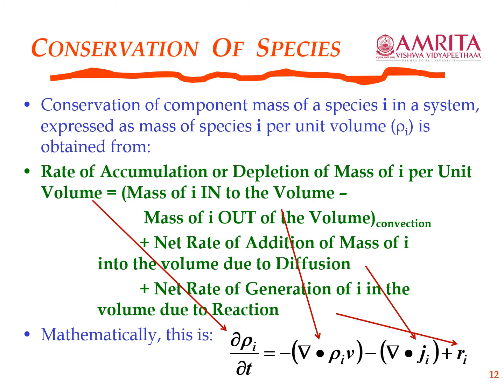Notice similarly the diffusive flux is J I, which is typically given by Fick's law of diffusion, and yet there is a del dot term here. We will see how that term essentially captures the net rate of addition in the mathematical species conservation equation in a subsequent lecture. The third term is, of course, R i, which is the rate of generation or consumption of that particular species.